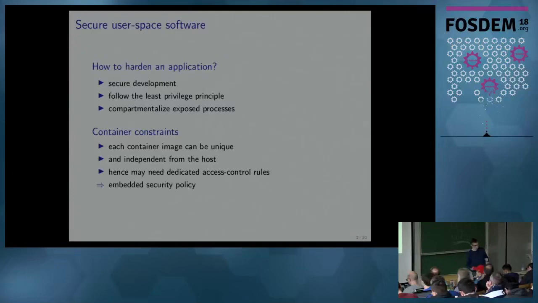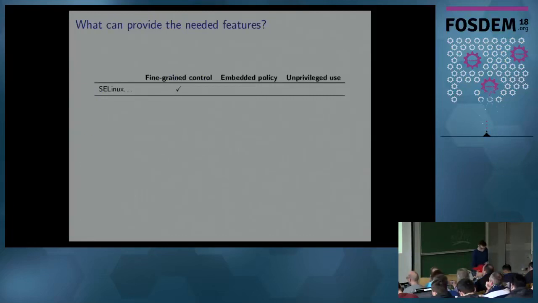Then, what we want is to be able to embed the security policy in the container image, to be independent from the host. So, there are multiple ways to enforce security policy on Linux. Of course, there are the four major LSMs, which are SELinux, AppArmor, Tomoyo, and Smack. All of them may be used to set some access rules on files or even network, processes, and IPC.